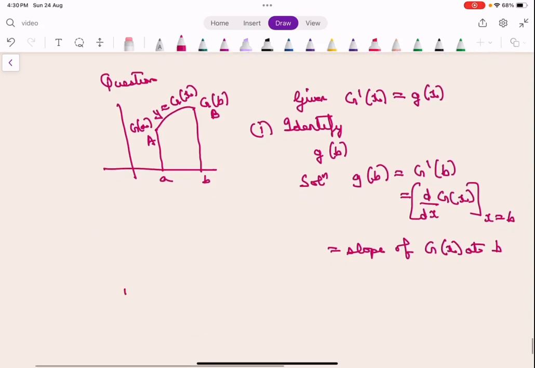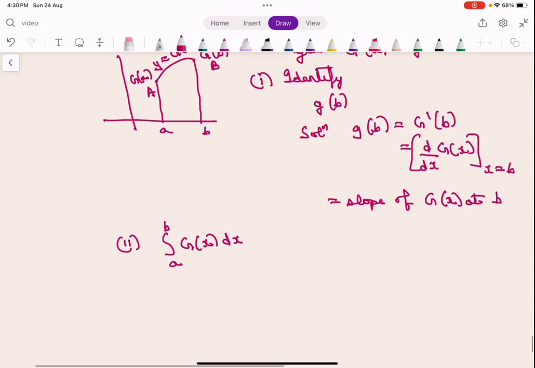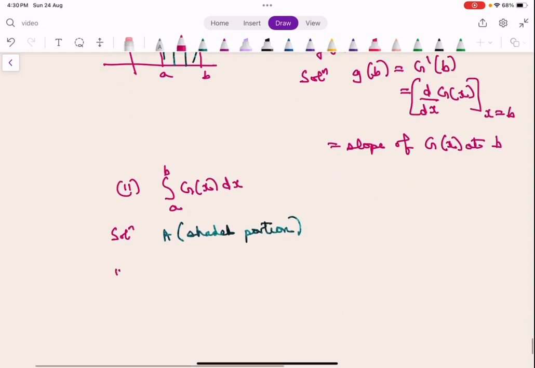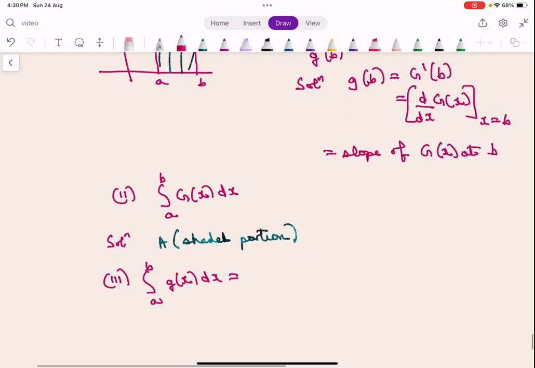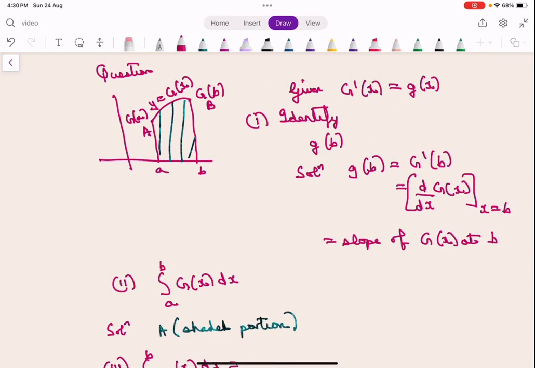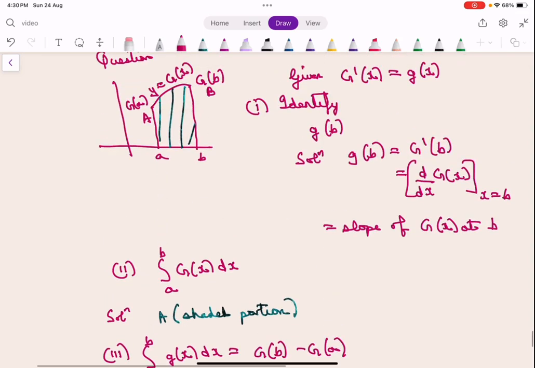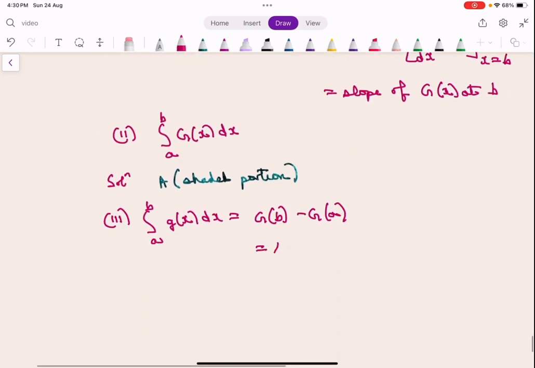Okay, the second part will be evaluate integral a to b G(x) dx. So coming to the solution, integral a to b G(x) dx will be nothing but area of this shaded portion. This is area of the shaded portion here, which I have marked in the figure. Okay, now the third part is evaluate integral a to b small g(x) dx. Now we are given that g(x) equal to G dash x. So integral of g(x) will be nothing but G(b) minus G(a). And looking at the figure, this is nothing but the length of AB, the chord AB. This is the length of the chord AB. This is the solution here.